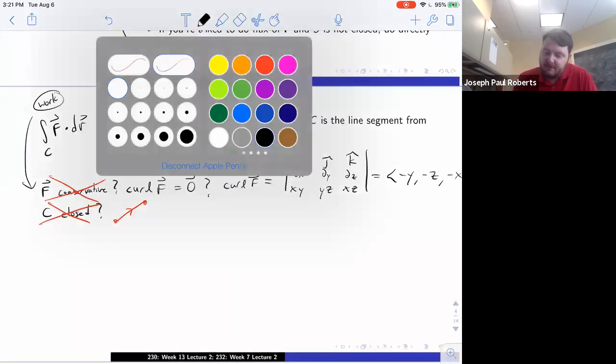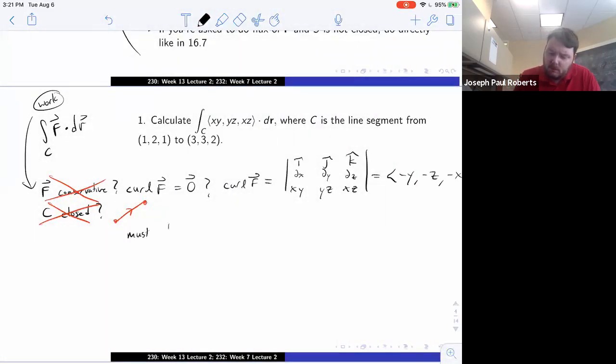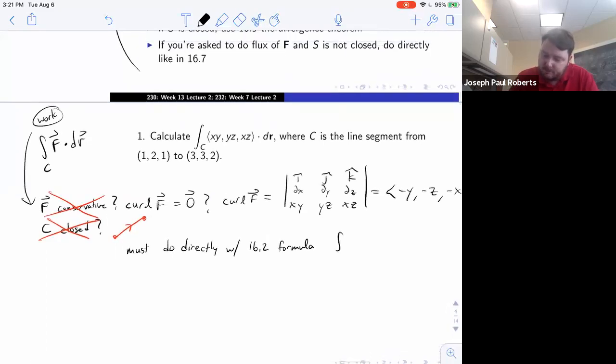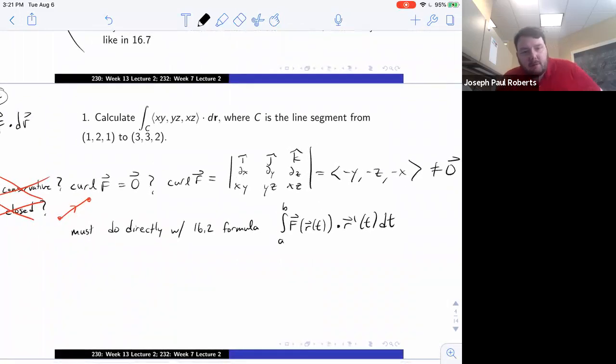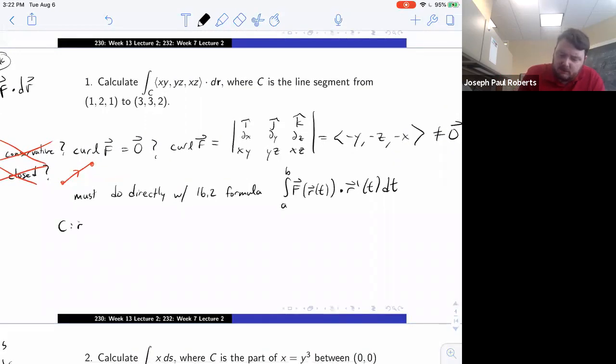So basically what that means is we must do it directly with the 16.2 formula. I didn't write it on the previous slides, but the formula you're going to want to remember from that section for this is F of R of t dot product R prime of t. So we have to get our hands on R of t for the given curve.